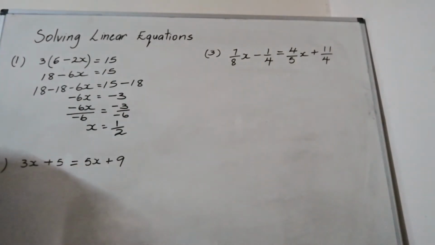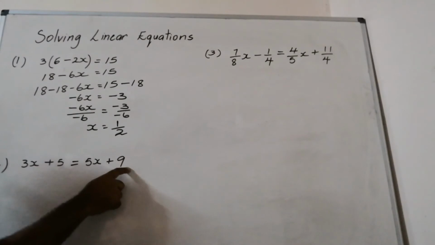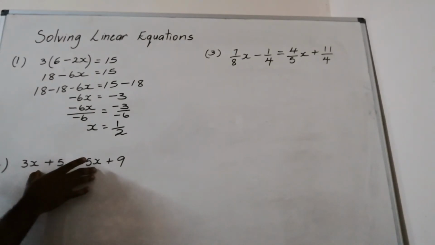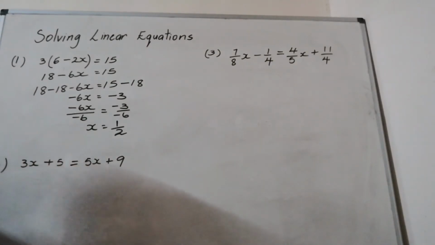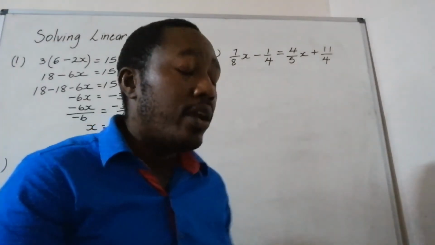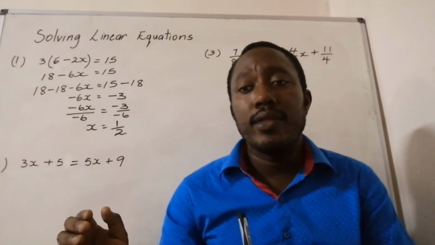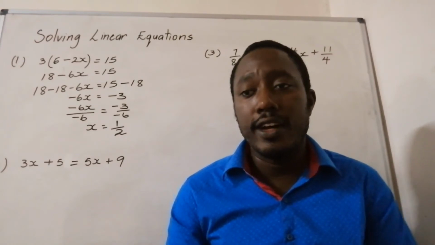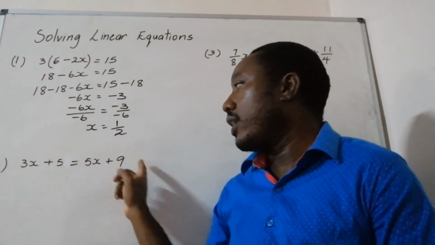Right? Now, let's look at another example. Here, what we see is we have 3x plus 5 is equal to 5x plus 9. On both of our sides, we have an x value. So what we do in these cases is bring all the x values to one side and all the constants to the other side. So we will take our 5x over here and bring our 5 on that side.